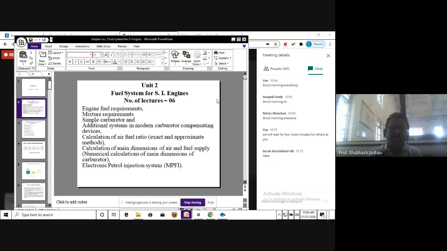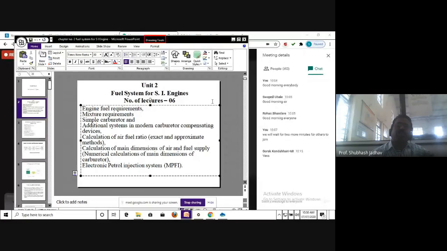Simultaneously, we also have to change the quantity of the mixture. So the quality and the quantity of the mixture need to be changed as the engine condition changes. Therefore we have some requirements to discuss, to understand what the requirement of the mixture is for a vehicle moving up a hill, and when we are going on a plain road. As the condition changes, the mixture requirement changes, and these we are supposed to discuss in the second part. Then we have a simple carburetor.